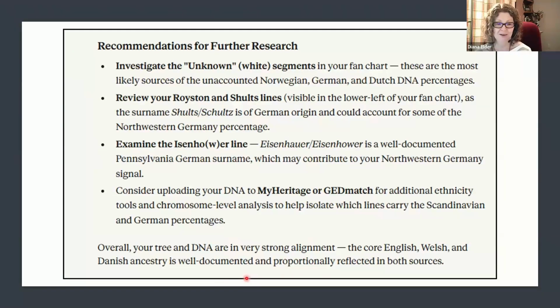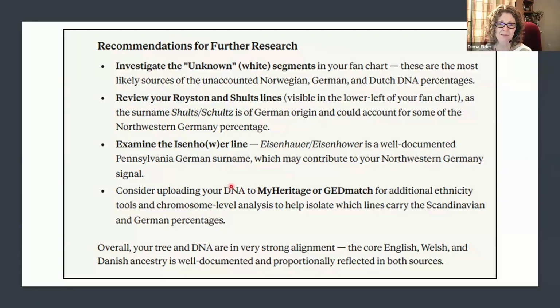But I like that it also, without being asked, gave me some recommendations for further research. So, investigate the unknown white segments, the most likely sources of the unaccounted Norwegian, German, and Dutch DNA percentages. But then it does a little thinking about this Schultz surname of mine, that it is German origin and could account for the Northwestern German percentage. And that is absolutely true because this is one line, thanks to the Pennsylvania Germans, that has been tracked back to the German area. And then examine Eisenhower. So it's also saying that's a well documented Pennsylvania German name. And that's true. That's also been traced back.